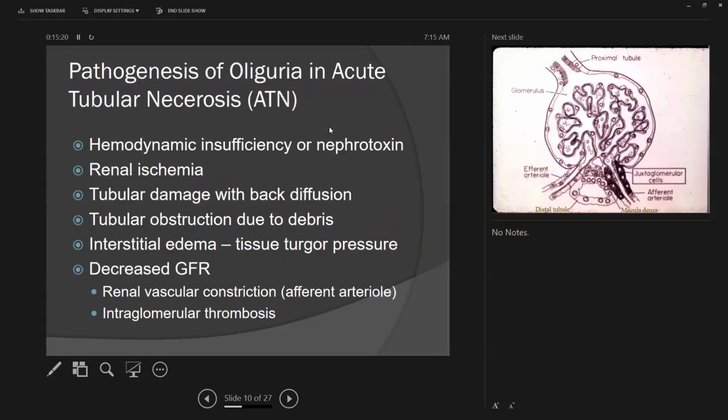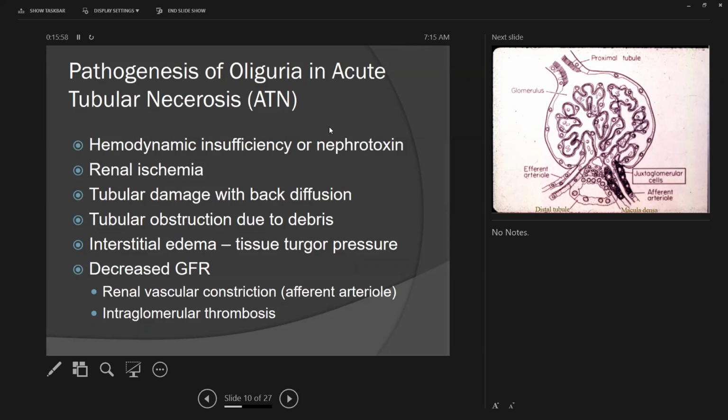So, I mentioned earlier, and I wanted you to be thinking about it, why would it be oliguric if you have tubular injury, when the tubule's responsibility is to reabsorb? Well, here's how it goes. First, you have hemodynamic insufficiency or a nephrotoxin that causes renal ischemia. And by the way, nephrotoxins cause direct tubular damage too. They cause ischemia and direct tubular damage.